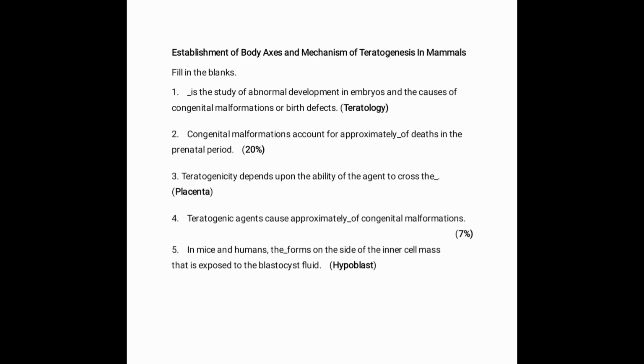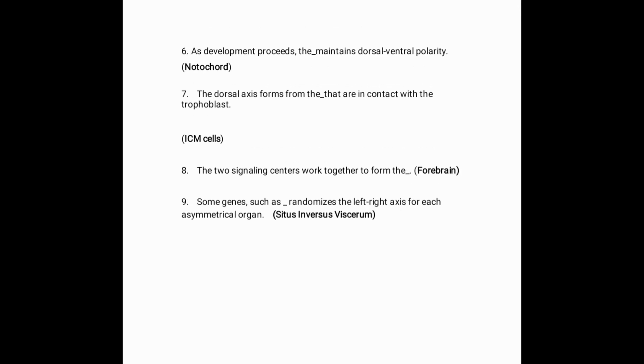In mice and humans, the layer that forms on the side of the inner cell mass exposed to the blastocyst fluid is hypoblast. As development proceeds, the structure that maintains the dorsal-ventral polarity is the notochord. The dorsal axis forms from the dash that are in contact with the trophoblast. The answer is ICM cells. The complete statement is: the dorsal axis forms from the ICM cells that are in contact with the trophoblast.